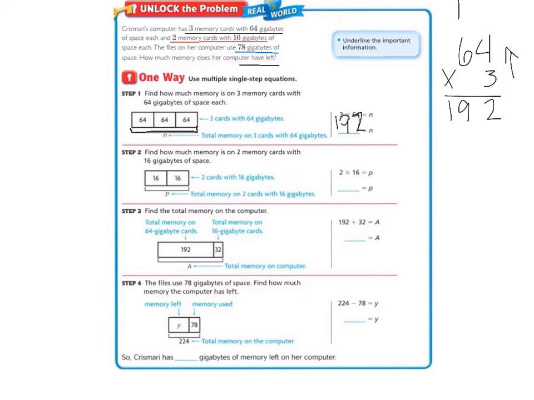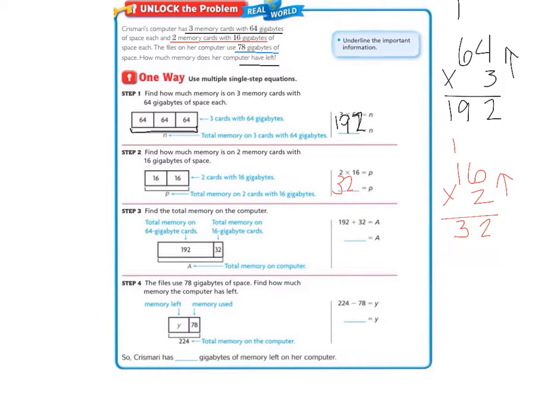But then she also has 2 memory cards with 16. So I need 2 times 16. Let's do that to the side. 16 times 2. 2 times 6 goes straight up. 2 times 6 is 12. 2 times 1, now I'm going diagonal. 2 times 1 is 2, plus 1 is 3. So I get 32. So out of our memory chips, we have 192 on 3 memory cards, and we have 32 on the additional 2 memory cards.